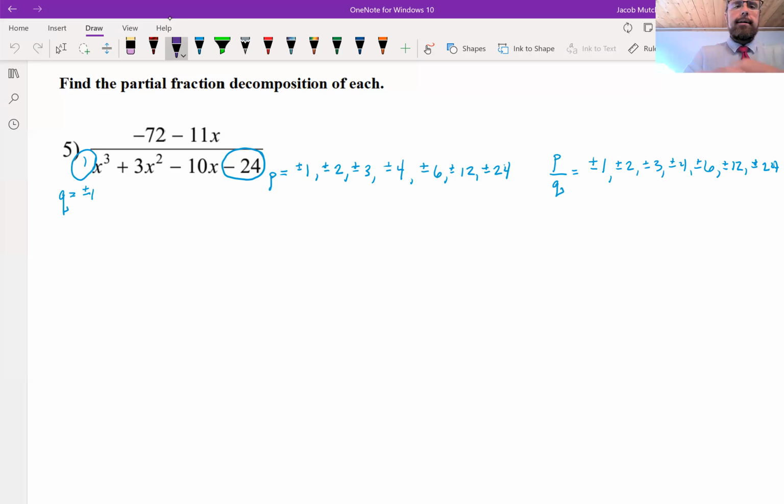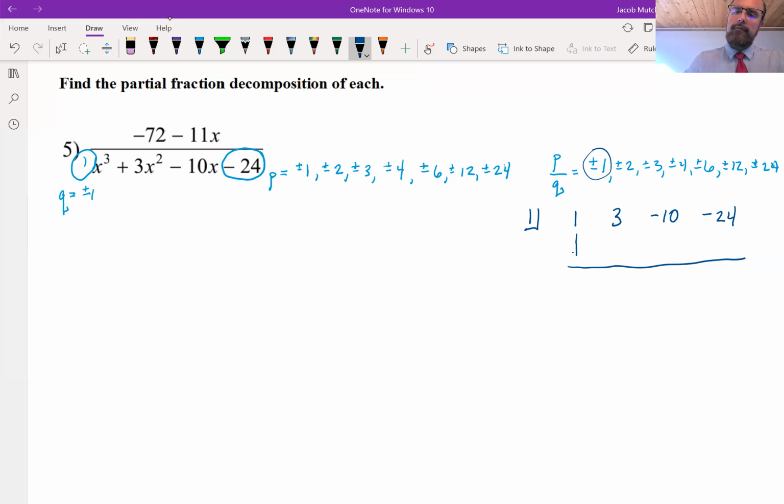So I'm going to write here my first value. I'm going to choose plus 1. Typically I start there with the smallest values just to see if they're roots. And then I'm going to list out the coefficients of the denominator. So it's 1x cubed plus 3x squared minus 10x minus 24. It's real important to get those correct. The process works, but everything has to be very accurate. So I'm going to start with the division process.